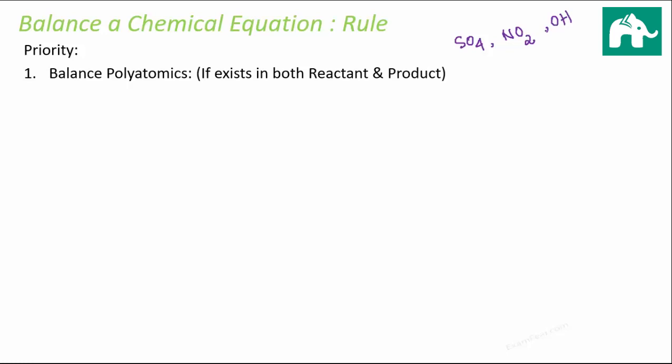Now we consider something as polyatomic only if it is present on both the reactant and the product side. It shouldn't happen that it is only on the reactant side and not on the product side. Then the next priority is of metals.